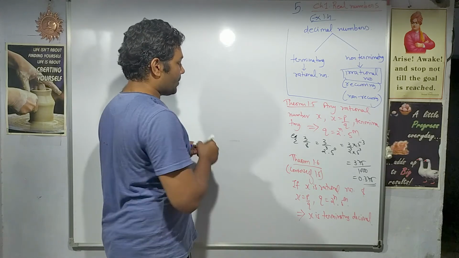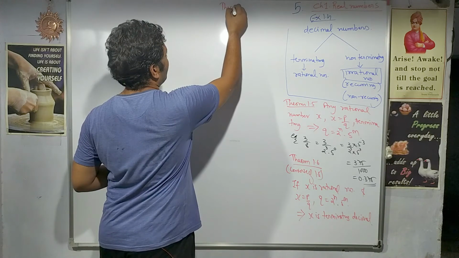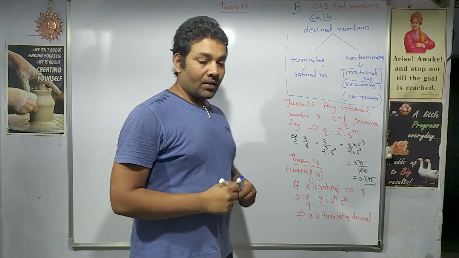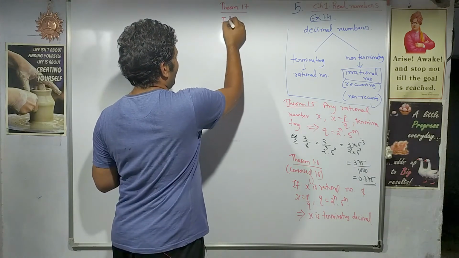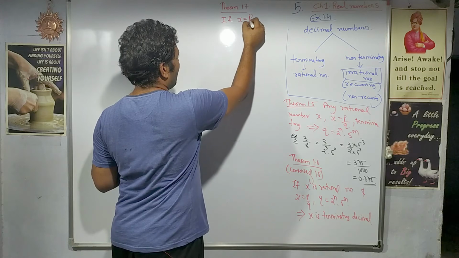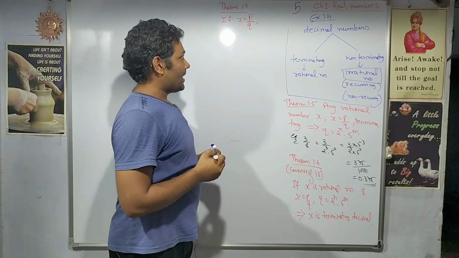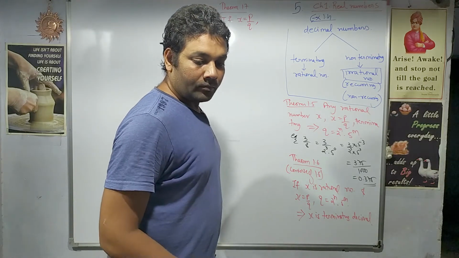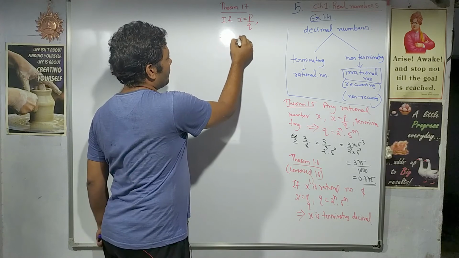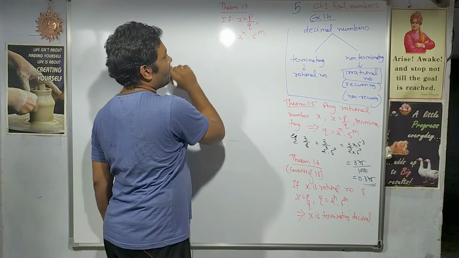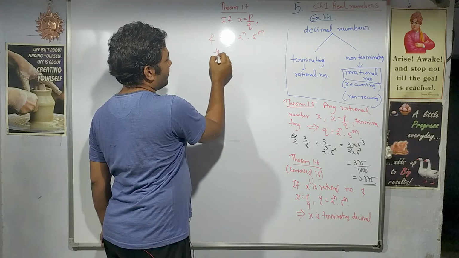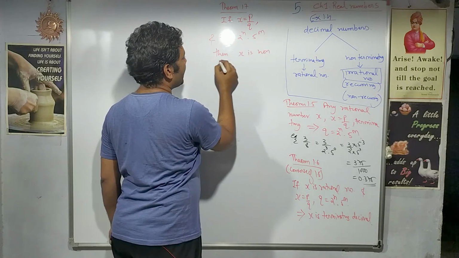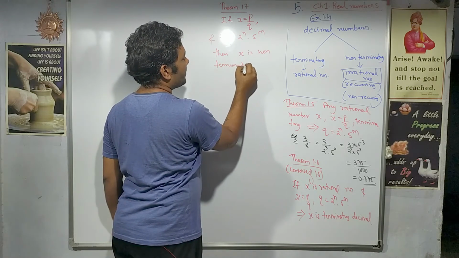Then we have theorem number 1.7. What is theorem number 1.7? Theorem number 1.7 states that if x is expressed in the form of p by q, and q is not of the form 2 to the power n, 5 to the power m, then the conclusion is that x is a non-terminating decimal.